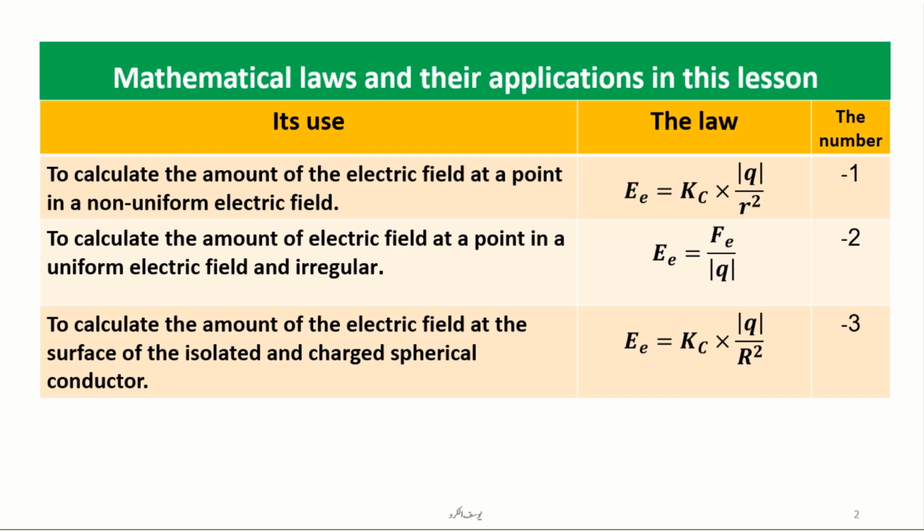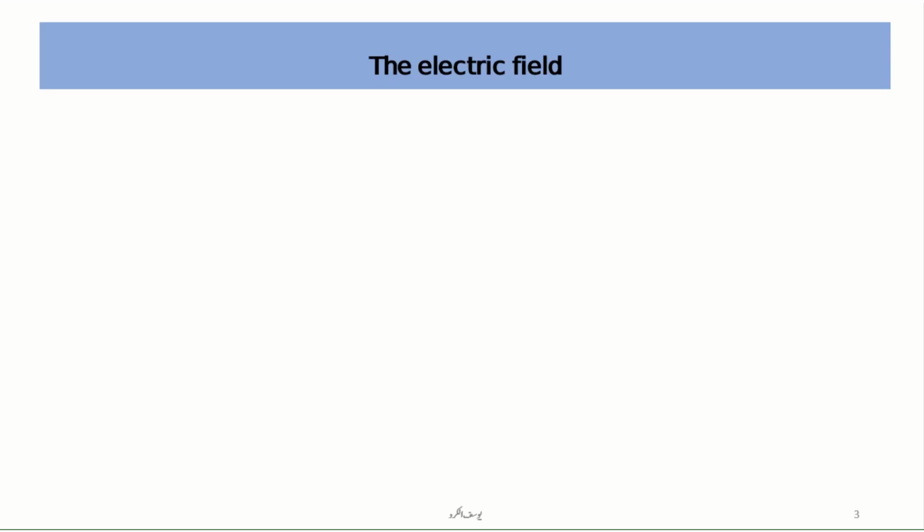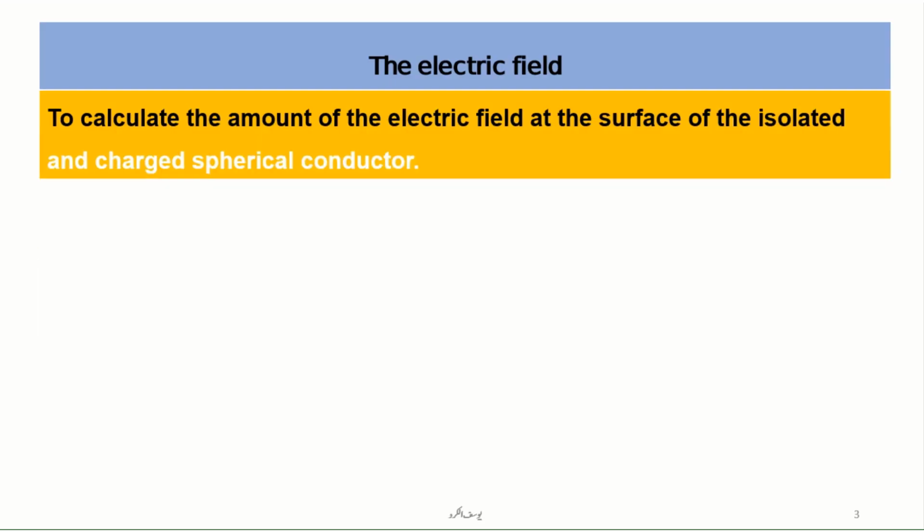Number 3, to calculate the amount of electric field at the surface of the isolated and charged spherical conductor. E electric equals the Coulomb constant multiplied by the magnitude of Q upon R square, where capital R means the radius of the spherical conductor. That means to calculate the amount of the electric field at the surface of the isolated and charged spherical conductor.